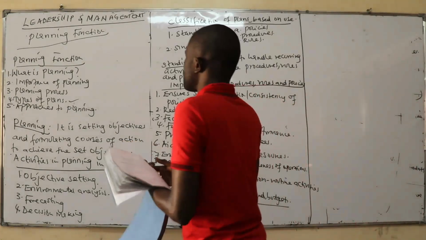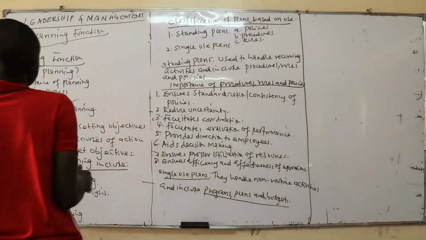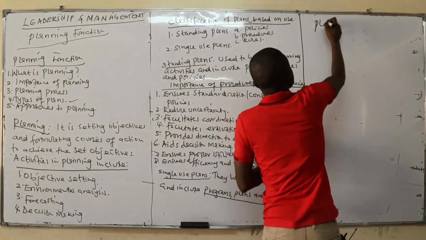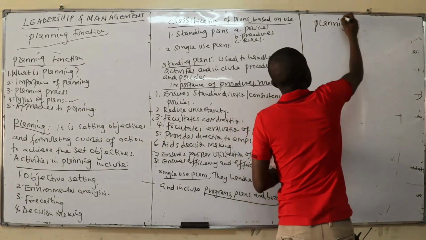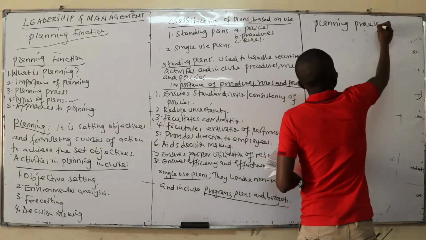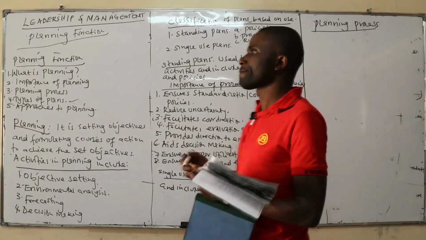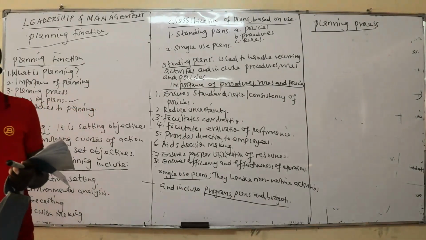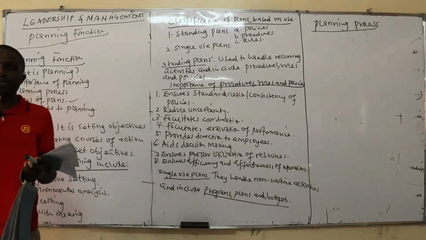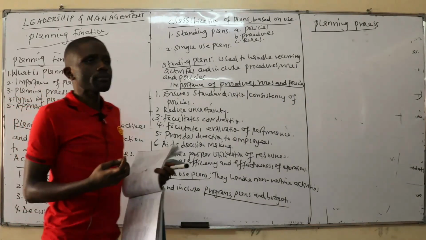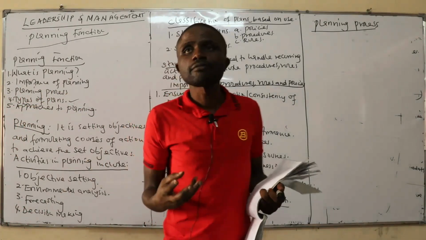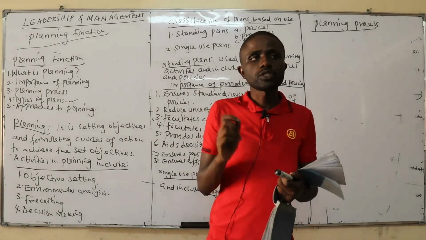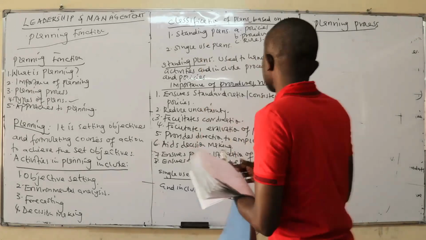The planning process. So let's talk about it. You can see it's part of what you're supposed to understand by the end of the topic, by the end of the class: the planning process. We have finished looking at the classification of plans, and we said we can classify them based on scope: strategic, tactical, and operational; based on time frame: long term, middle term, and short term; and based on use: standing plans and single use plans.